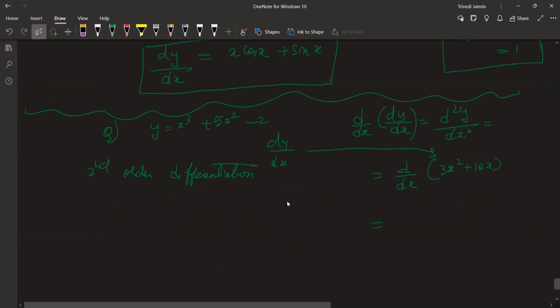Second order, third order. Fourth order you won't have here. You will have third order in engineering. Fourth order you will have when you are doing MSc mathematics. That is a separate portion, so you won't have that now. So 2 3s are 6, x, 1 plus 10. That is your d square y by dx square.